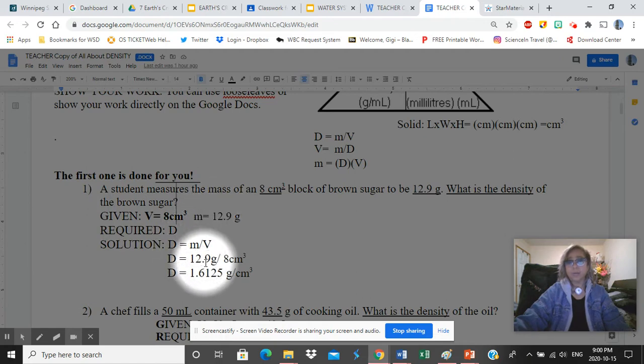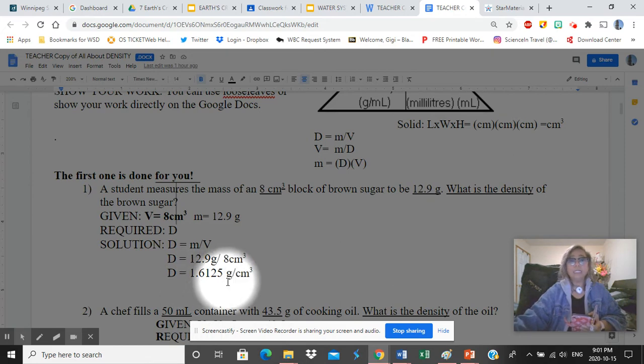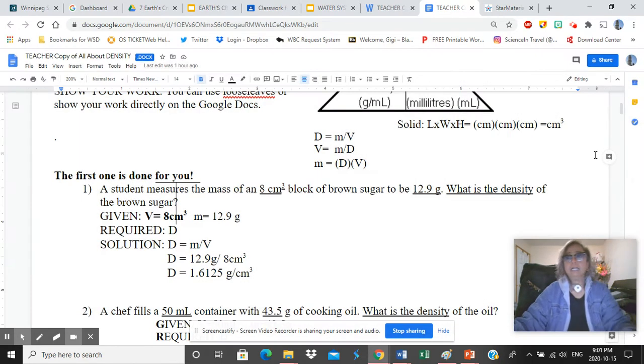So mass is 12.9 grams divided by 8 cm cubed, and then use your calculator, right? So you would say 12.9 divided by 8. I come up with 1.61. You can stop at two decimal places, why not? Or four decimal places, I'm okay with that. Now, don't forget the unit of measurement. Density should always be in grams per cm cube or ml, as the case may be, right? So this is how we did the first problem.